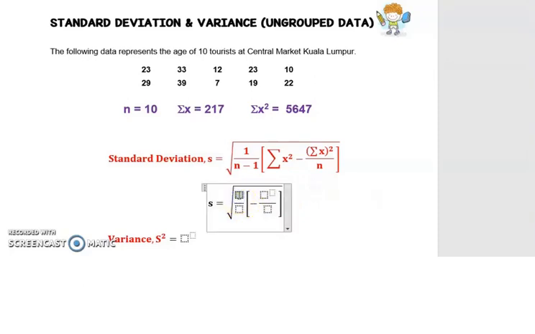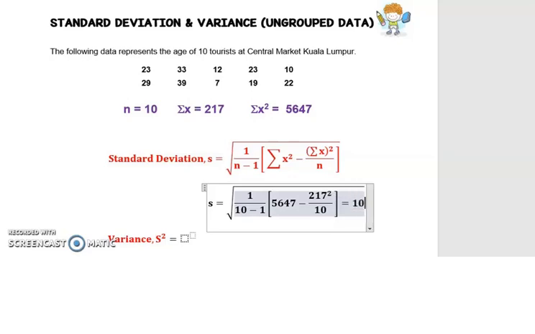So how to calculate standard deviation? So you substitute the respective values into formula. So 1 over n minus 1, n equal to 10 minus 1, multiply by summation of x squared, which is 5,647, minus summation of x, which is 217, square divided by n, which is 10. Okay? So when you calculate this value, you will get standard deviation equal to 10.2.